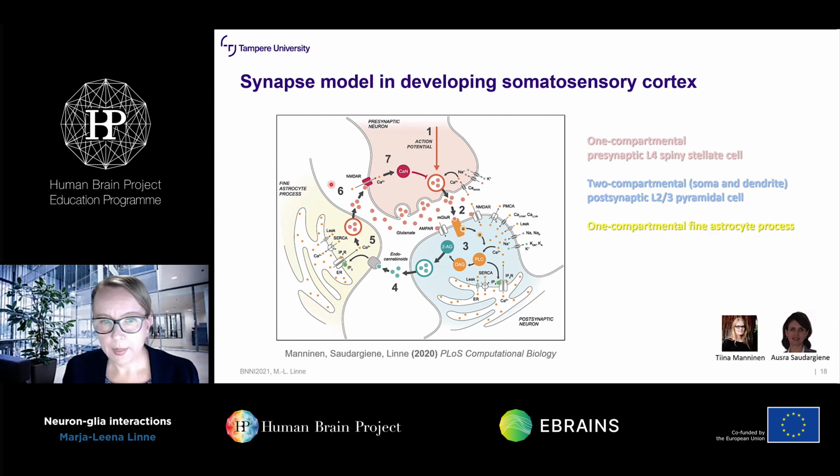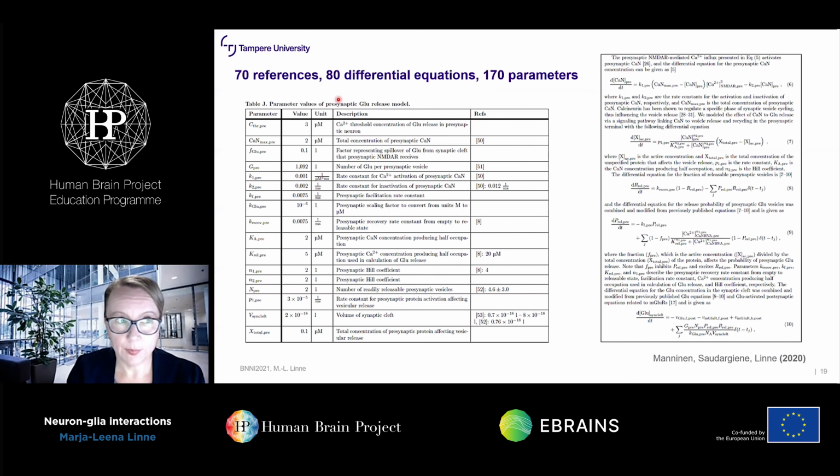And we incorporated basically all the evidence that has been shown, all the key elements. In this figure, you see these different molecular players and biophysical properties, first of all, the molecular players that have been implicated in the literature as contributing to long-term plasticity in this synapse. To make the story very short, we had to go through 70 references in order to find the molecular players of this synapse. And we ended up with a model that has 80 differential equations and 170 parameters.